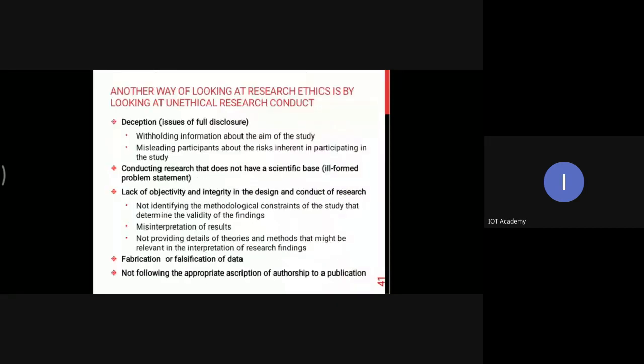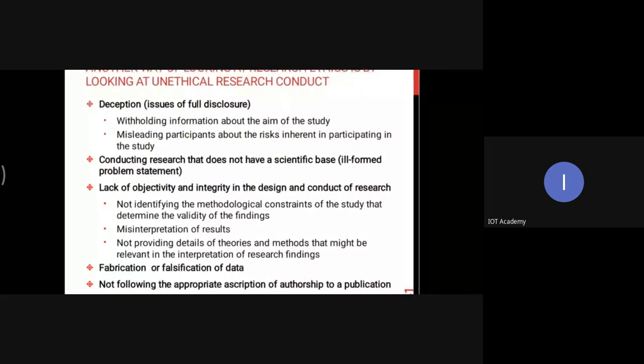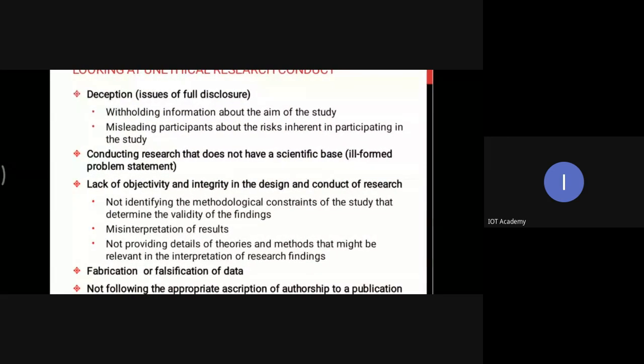There should not be any kind of malpractices. Now, this is one of the most important slides. It says about the unethical research conduct. It says that there should not be any kind of deception, no cheating on the part of the researcher, or withholding information, or giving false information. That is very essential. Or we have to be very sure that our research does not lack any kind of objectivity, integrity, honesty. These are the principles that we just discussed. There should not be any kind of misinterpretation of the result.